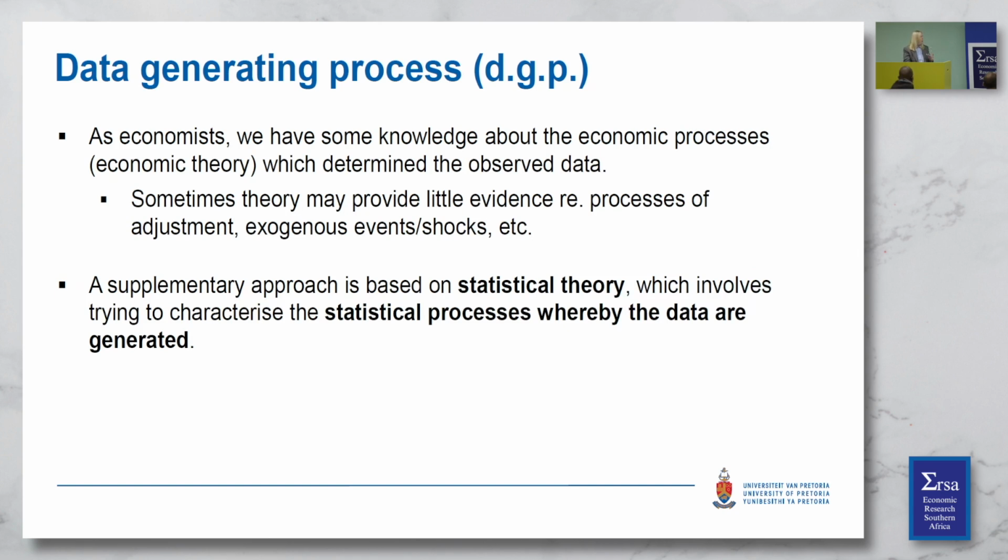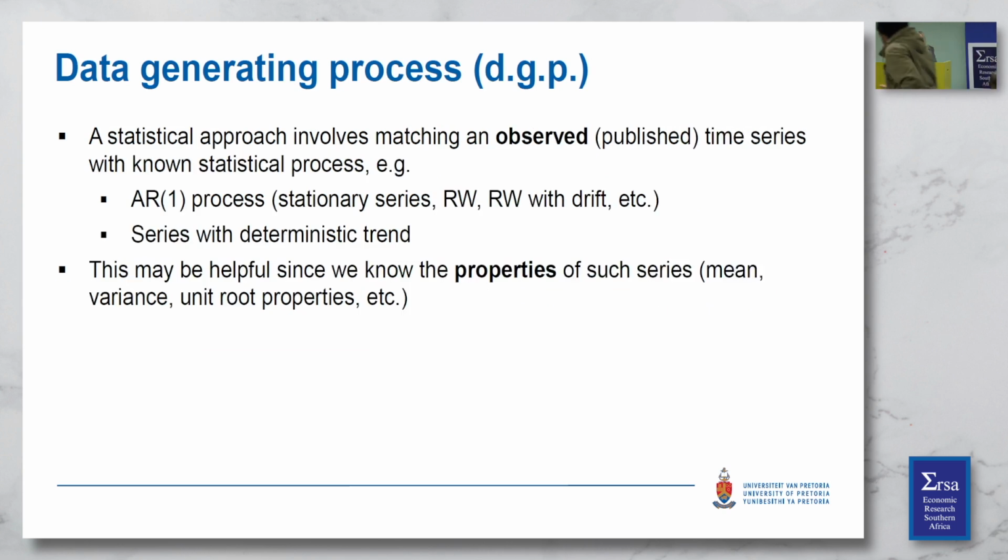So, as economists, we can argue about what was driving that actual outcome. And that's also where we use techniques to try and understand, if this is the outcome variable or the dependent variable, what are the things that contributed to this outcome? So this statistical approach involves matching that observed series, that GDP.